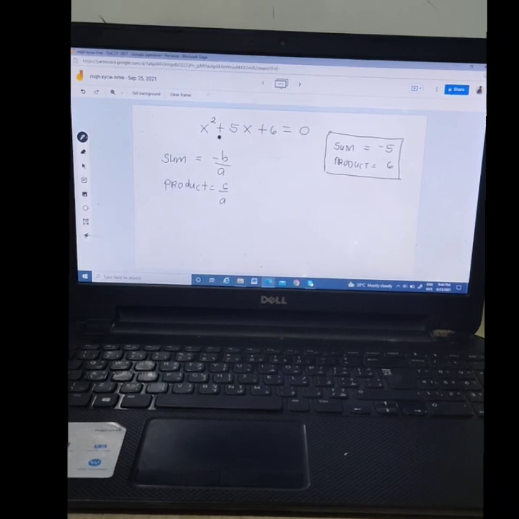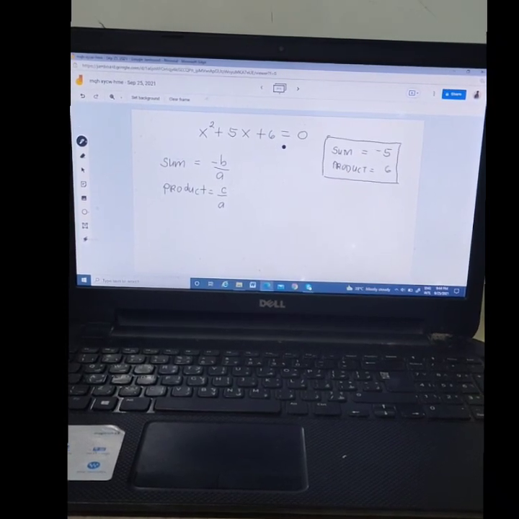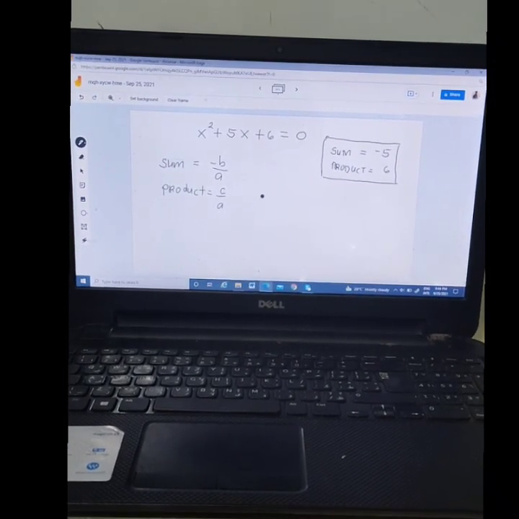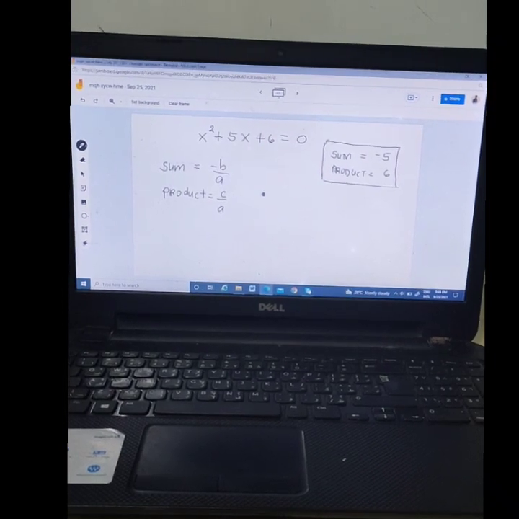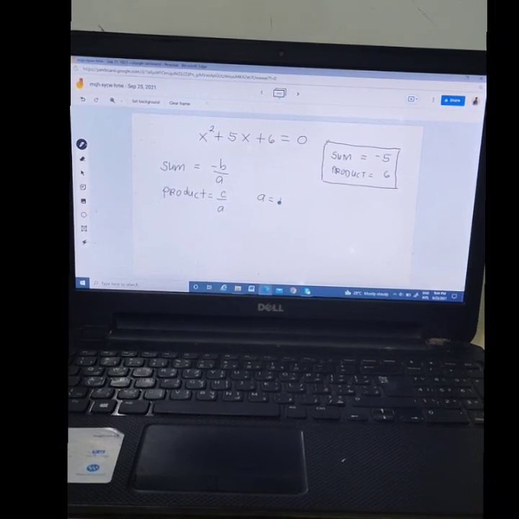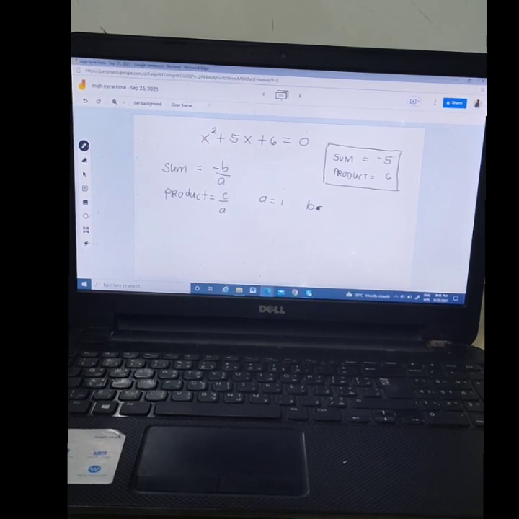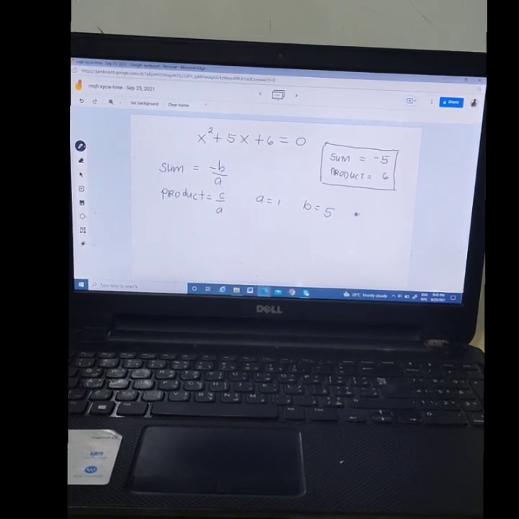So in this equation, x squared plus 5x plus 6 is equal to 0, we are going to find the values of a, b, and c. We have a, which is equal to 1, and b, which is equal to 5, and c is equal to 6.